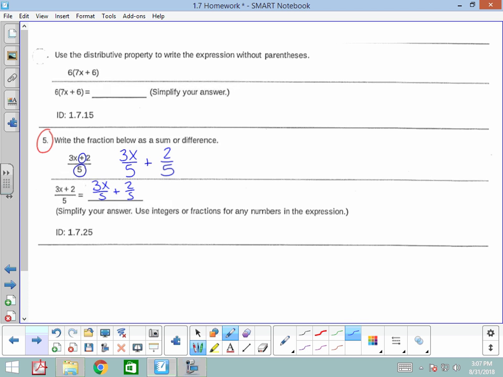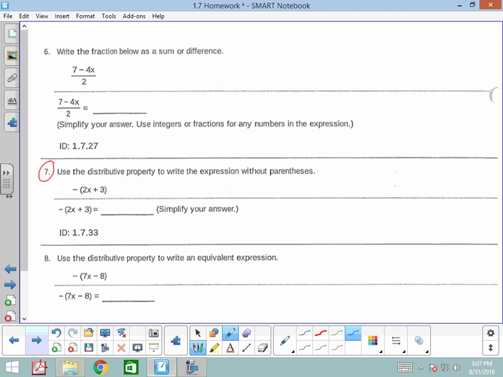And we can't simplify either one of those. Both fractions are already simplified. But if you were able to simplify, you have to simplify. All right, let's go to number 7.